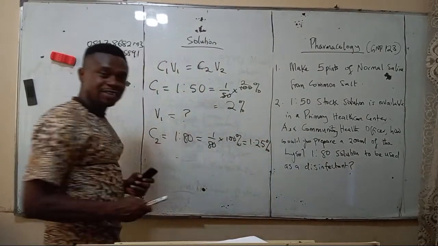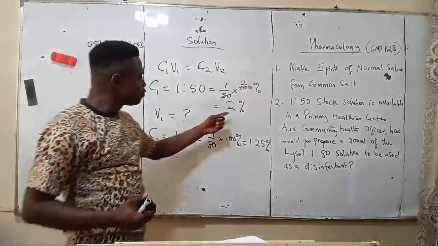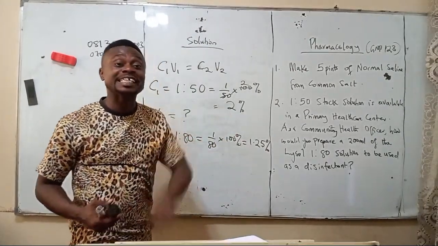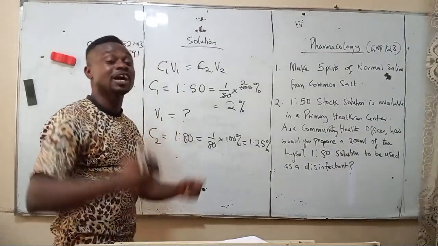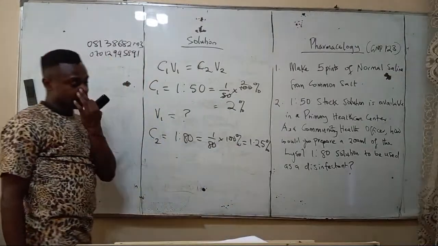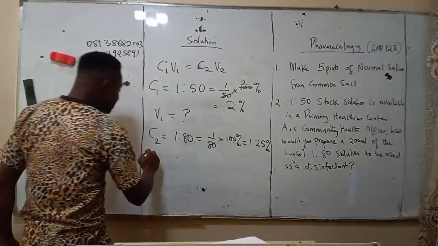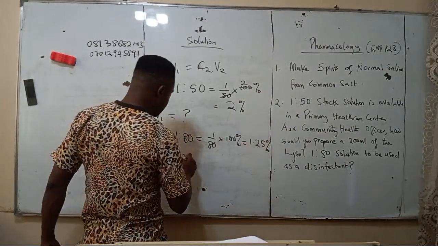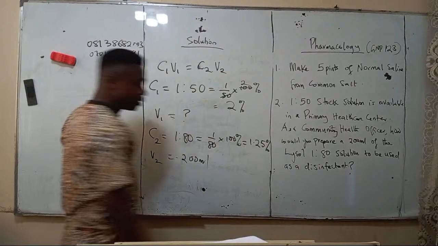1.25%. Have you not seen something? This is 2%. For 2%, the concentration went down to 1.25%. So the concentration decreased. Yes, because you have diluted it. So the second concentration is what? 1.25%. Now, the second volume, the volume you diluted it to, is what? 200 ml.